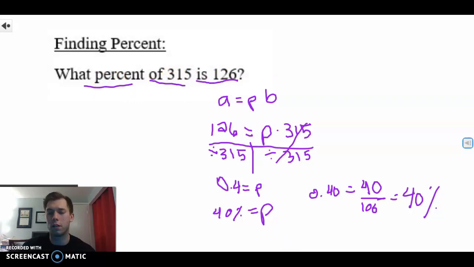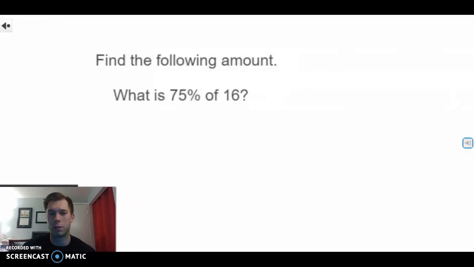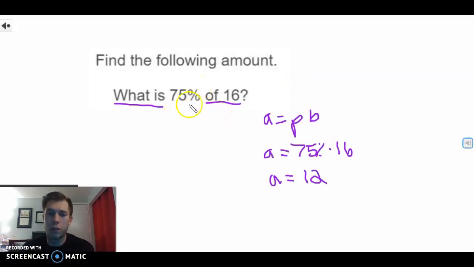Let's take a look at some more examples. Okay. Find the following amount. What is 75% of 16? I want you guys to go ahead and try that one on your own. So for this one, you should have realized that you're looking for the part because it says what is. You don't know what the is. You have 75%, and your whole amount is 16, is of 16.